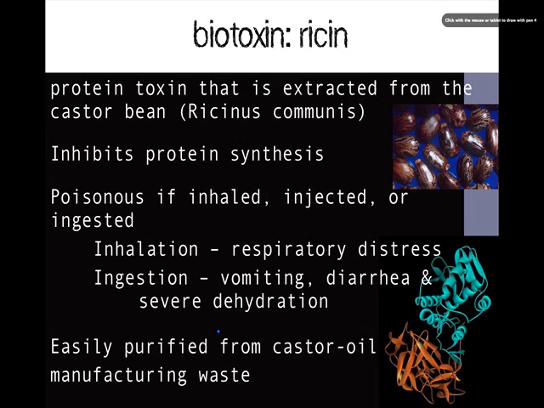The biotoxin ricin is a protein toxin that is extracted from castor beans, Ricinus communis. Ricin is poisonous if inhaled, ingested, or injected, and it inhibits protein synthesis. Through inhalation, you'll have respiratory distress within a few hours, and through ingestion, you'll exhibit vomiting, diarrhea, and severe dehydration. The scary thing is it's easily purified from castor oil. It's a manufacturing waste from producing castor oil. And every year there's a ricin incident in the news, so it's a fairly common biotoxin.